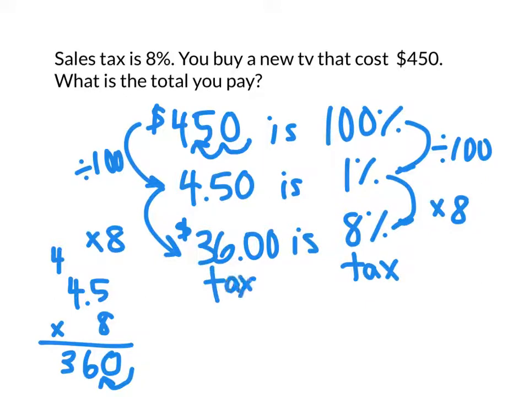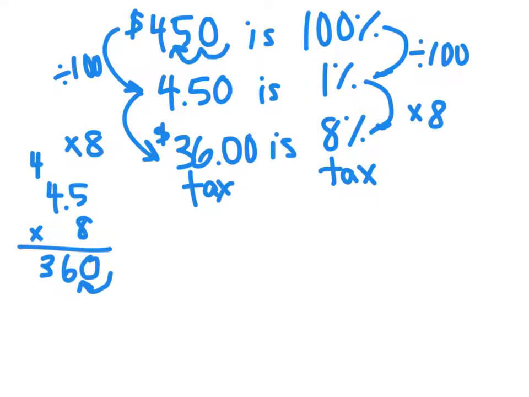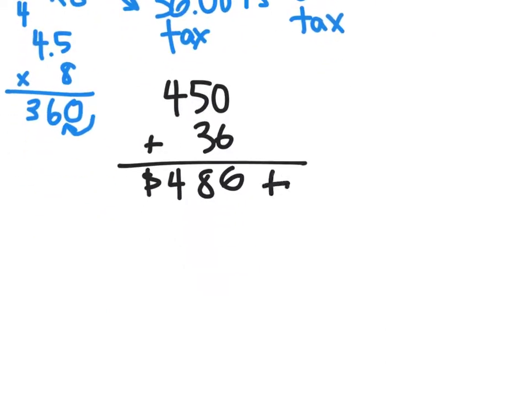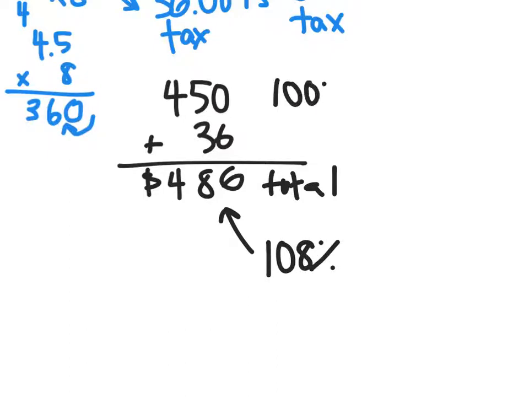So I have to pay $36 in tax. It wants the total I have to pay, so I'm going to take my $450 and add $36 in tax. And that means my total is $486. And that represents 108%, okay? Because I'm paying for the whole price of the TV and the 8% sales tax.